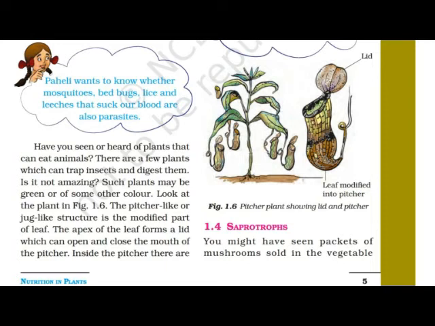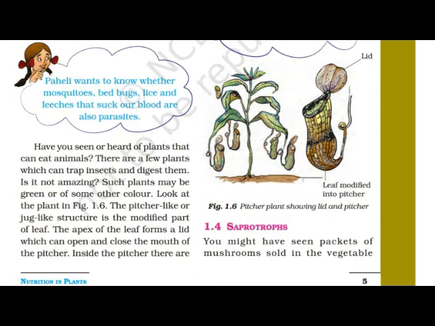Inside the pitcher there are hairs which are directed downwards. When an insect lands on the pitcher, the lid closes and the trapped insect gets entangled in the hair. The insect is digested by the digestive juices secreted in the pitcher. Such insect eating plants are called insectivorous plants.